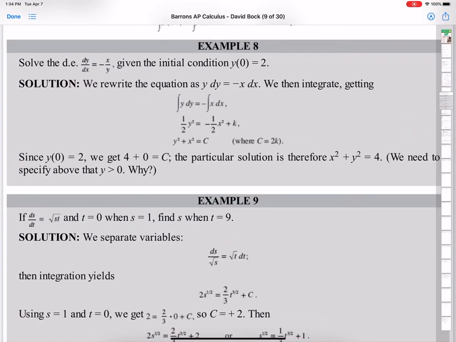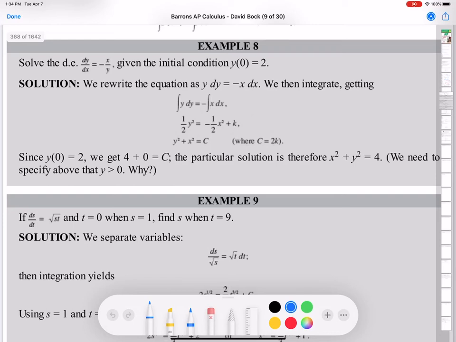Example 8. Solve the differential equation dy over dx is equal to negative x over y. So I'm going to multiply by dx on both sides and by y on both sides. We're cross multiplying, that works too, right? Now, to separate all x functions and dx from the y function and dy. So x dx, or negative x dx, that makes sense, right? Is equal to y dy.